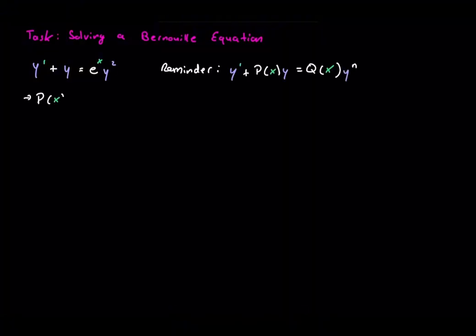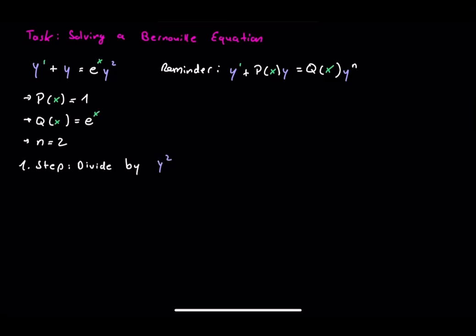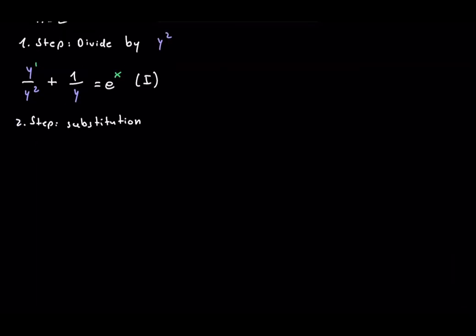Here p of x equals 1, q of x equals e to the x, and n equals 2. Step 1, divide through by y squared. That gives y prime over y squared plus 1 over y equals e to the x. Step 2, substitution. Let v equal 1 over y, which is y to the power of negative 1.